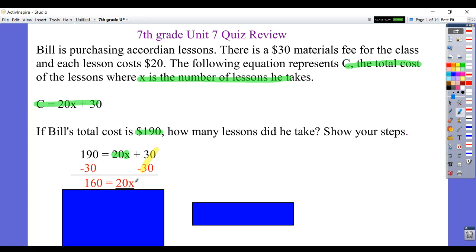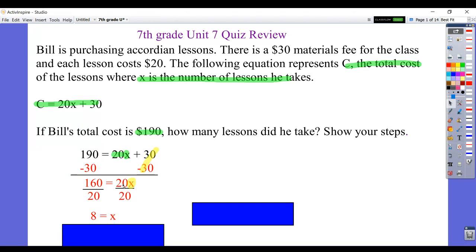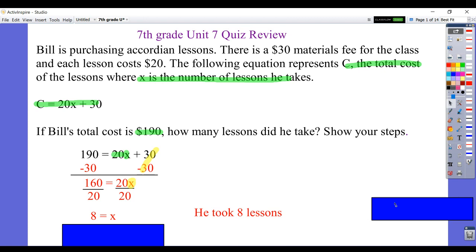Again, our goal is to get x by itself. X is currently being multiplied by 20, so the inverse operation is to divide by 20. We're going to do that on both sides of the equation. 160 divided by 20 will be 8, and 20x divided by 20 would just be 1x, or x. So we have 8 being x, which means that is how many lessons he took, 8 lessons.